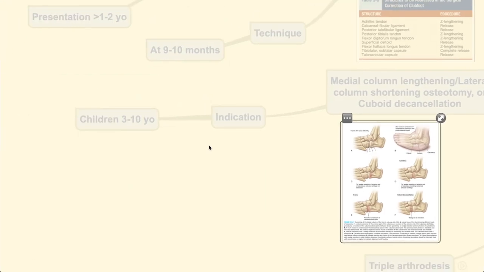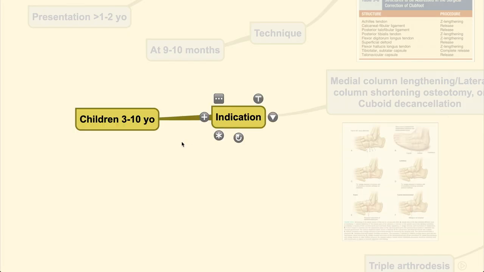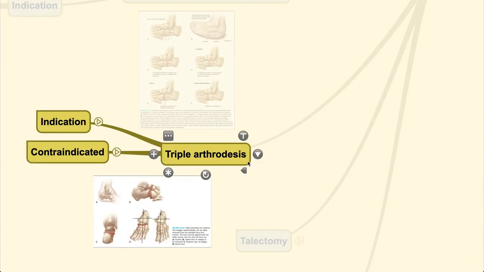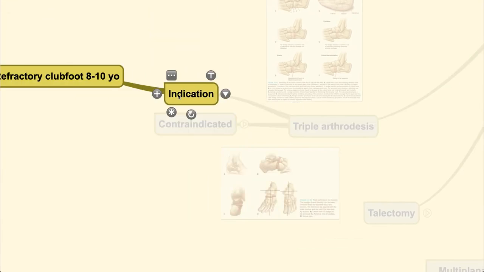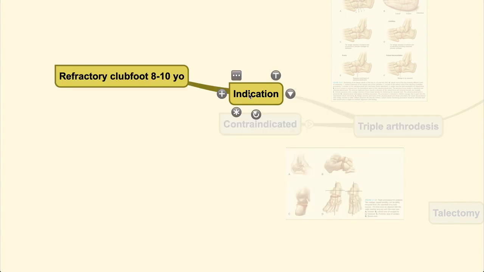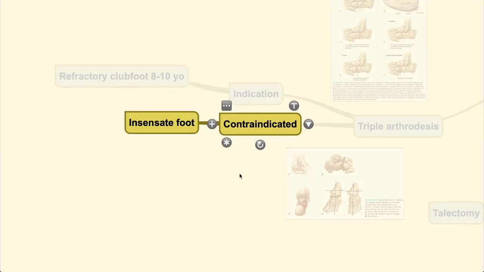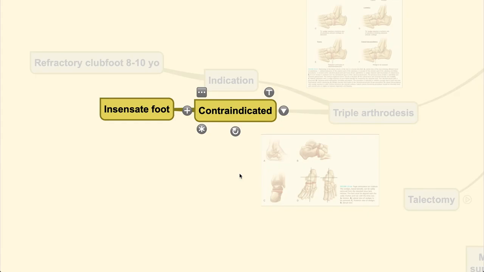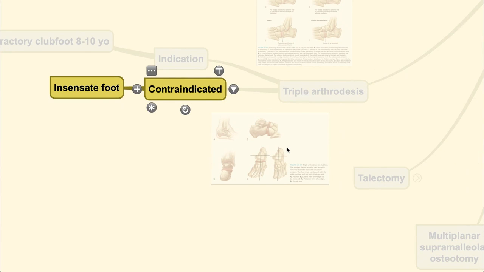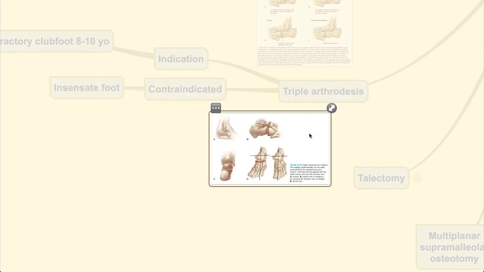And these procedures are usually indicated in older children of at least age 3 to 10 years old. Next would be the triple arthrodesis. Usually arthrodesis is reserved for a very severe clubfoot that has not been corrected until the age of at least 8 to 10 years old. Of course, it is contraindicated in conditions such as insensate foot, because insensate foot with triple arthrodesis equals disaster.